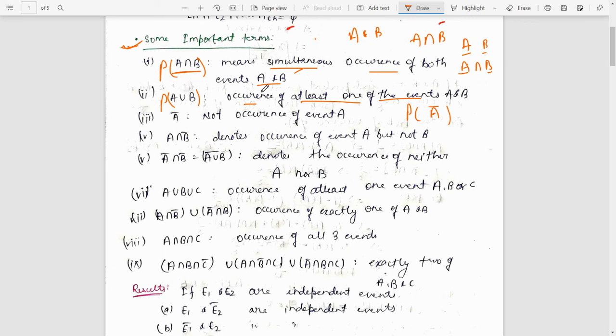Okay, so these things will be very useful when you see questions where things are written in words and not in symbols. It may be given as: just find the probability of A intersection B, or it may be written as: find the probability of simultaneous occurrence of both events A and B. In that case, you should understand that it is talking about the probability of A intersection B.